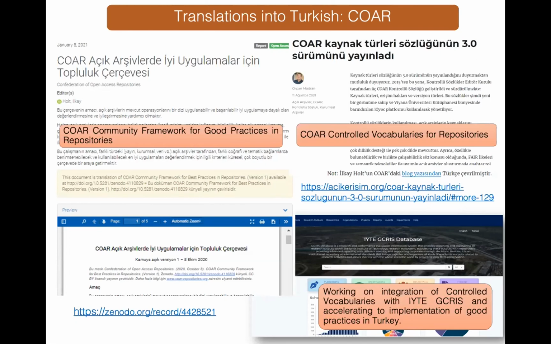Also, I'm part of the COAR controlled vocabularies group, and Ilkay also works in that group. We are trying to implement it in my repository as an example for the Turkish community. Within 1 or 2 weeks, we will finish implementing the COAR controlled vocabularies in my institution's repository.